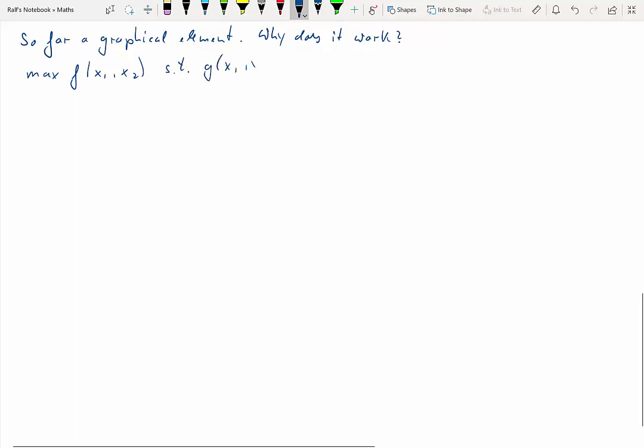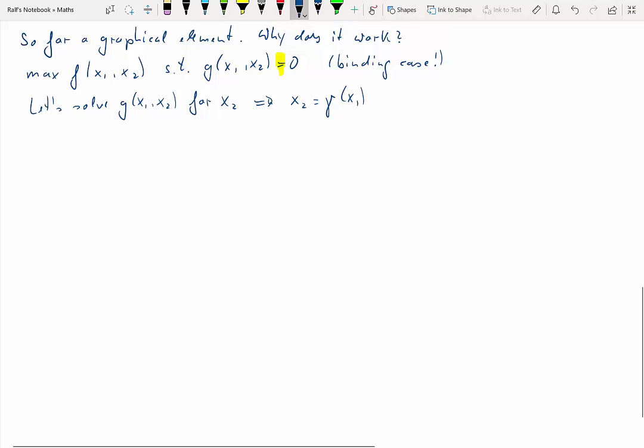So let's go back to where we really started, and that is a constrained optimization problem. We want to maximize a function f subject to a constraint g. And now we're going to think of the binding case, where g is equal to 0. So what we're going to start out with is the following. We're going to solve that constraint function g for x2. So we get some function x2 is equal to gamma of x1.